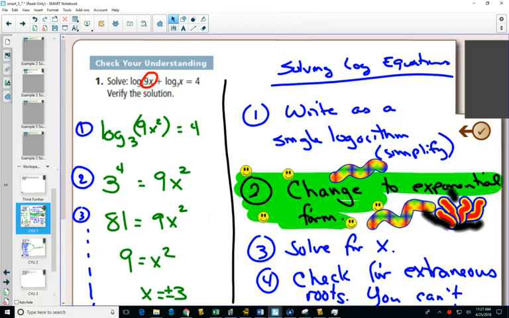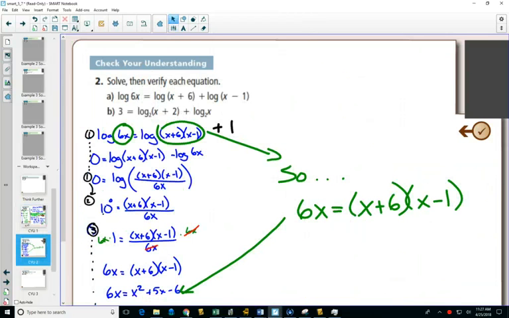So let's look at part B. Do it on a new page. Wait for it. Come on.